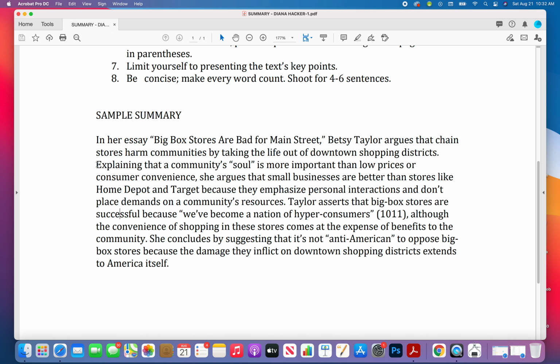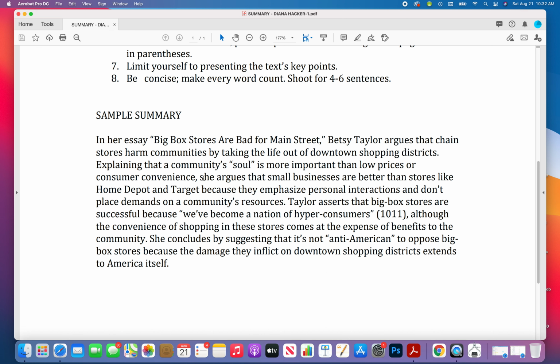Then in here, they're talking about the middle part. This would be where you would look at all the topic sentences and his journey in that middle section and condense it down to about 2 or 3 sentences. The example says, explaining that a community soul is more important than low prices or consumer convenience, she argues that small businesses are better than stores like Home Depot and Target because they emphasize personal interactions and don't place demands on community resources. Taylor asserts that big box stores are successful because we become a nation of hyper consumers, although the convenience of shopping in these stores comes at the expense of benefits to the community.